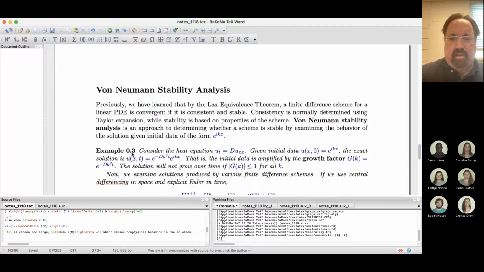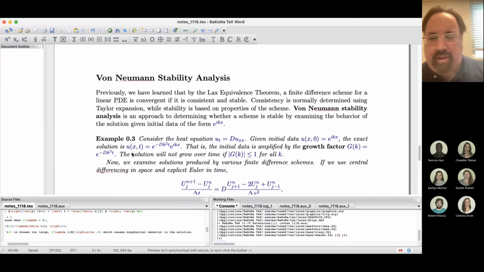Okay. Here we actually have this. This is the very, very last section of the notes. Now, way back in chapter 2 of the finite difference chapter, for time-independent problems like Poisson's equation, we first looked at consistency, stability, convergence, and the Lax equivalence theorem. It says that if a scheme is consistent and stable, then it's also convergent.